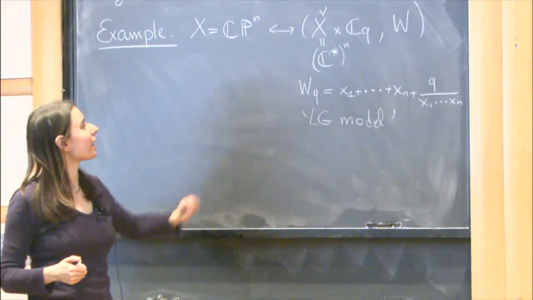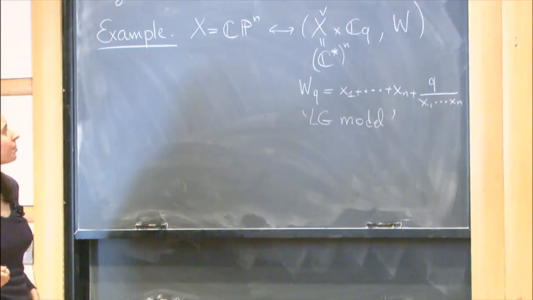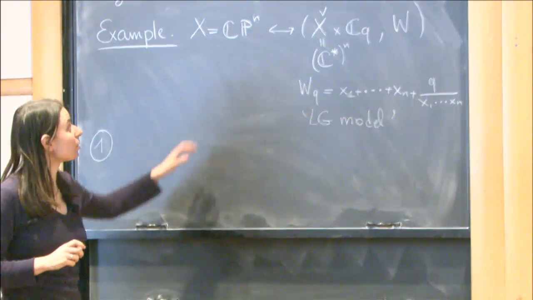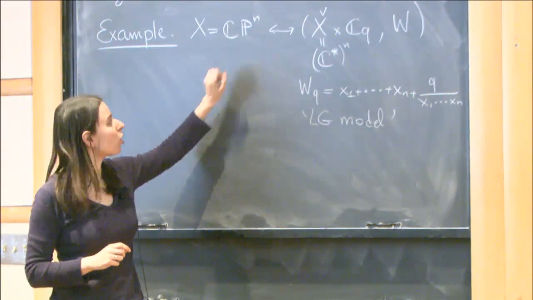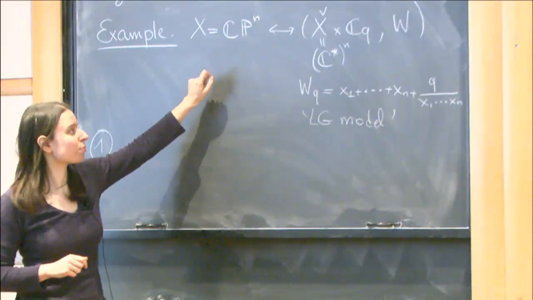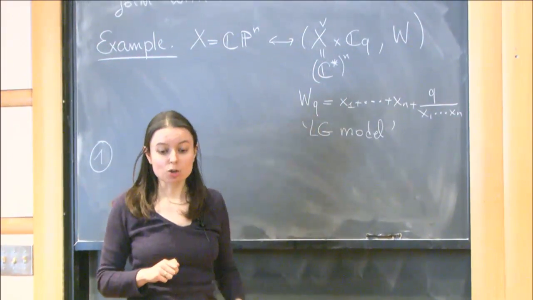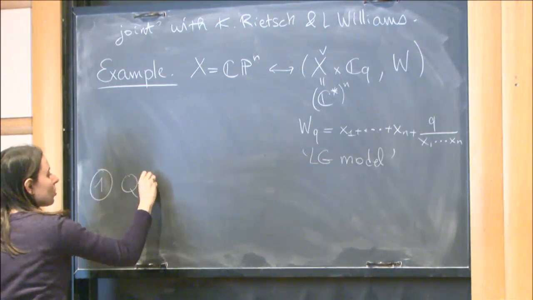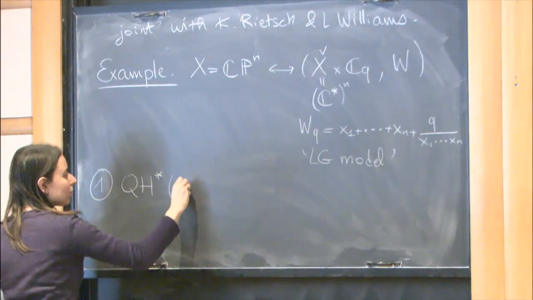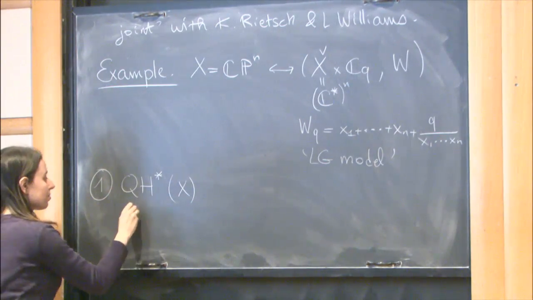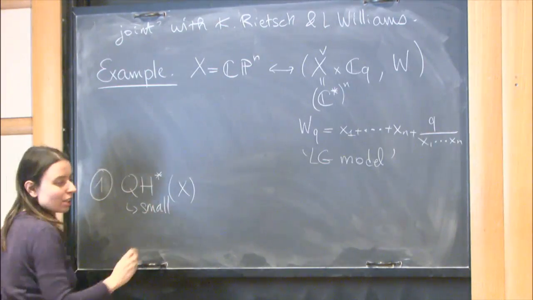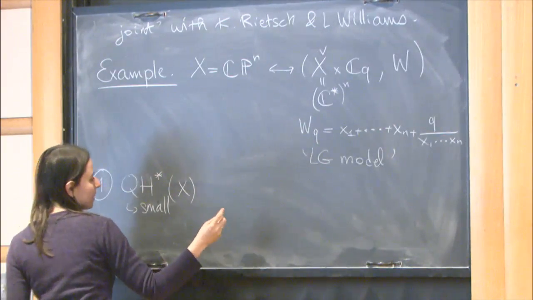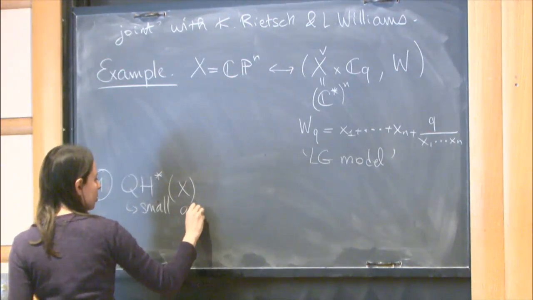One of the first things I'd like to have when I'm talking about a mirror is an isomorphism between the quantum cohomology of X, so the quantum cohomology of projective space, and the Jacobi ring of the superpotential of the LG model. Here I'm talking about the small quantum cohomology, so the same setting as in the previous talk, with just one quantum parameter.